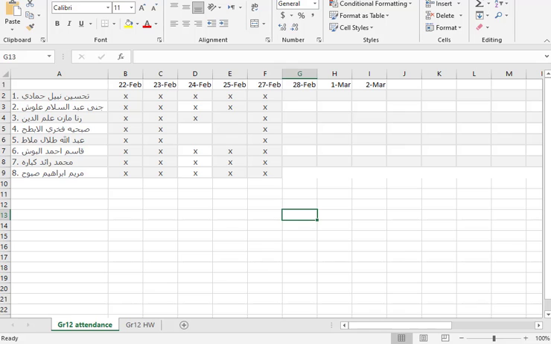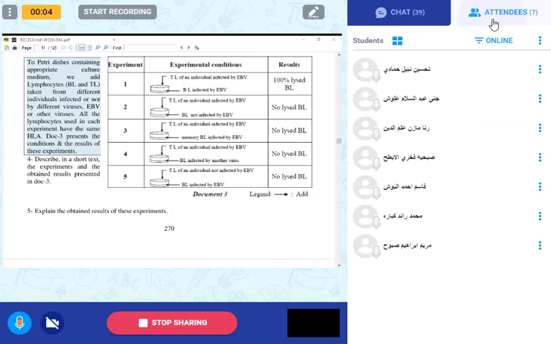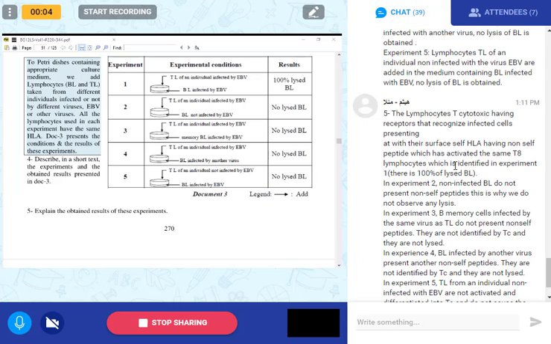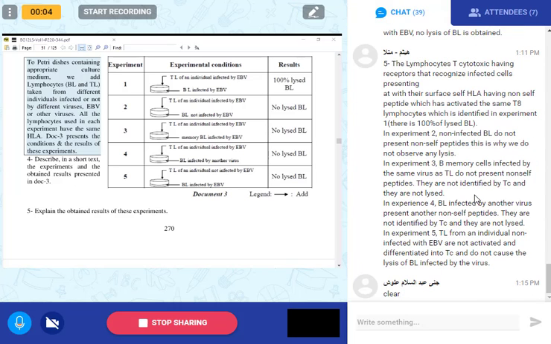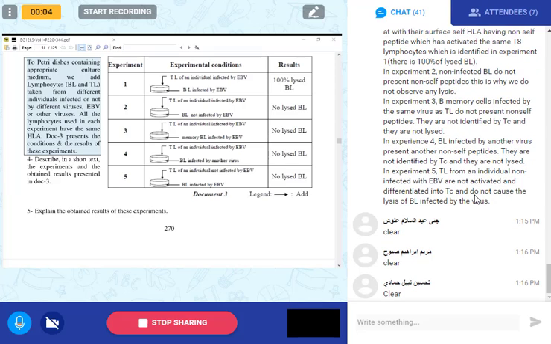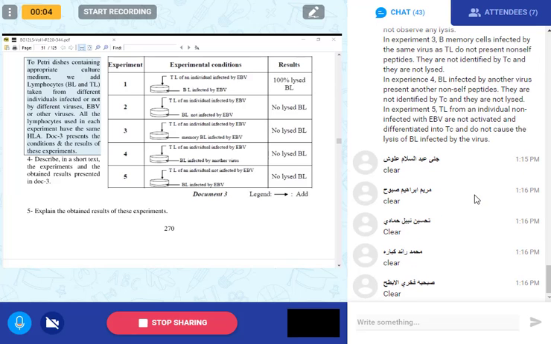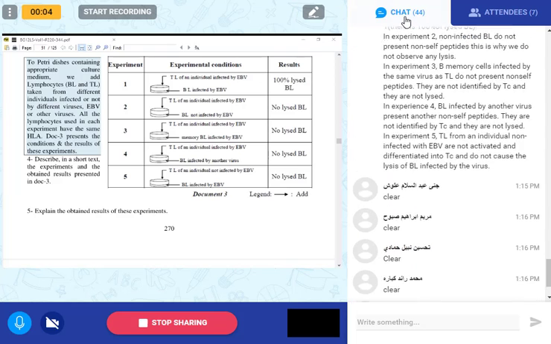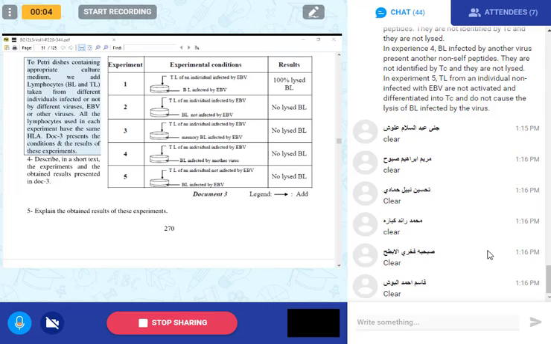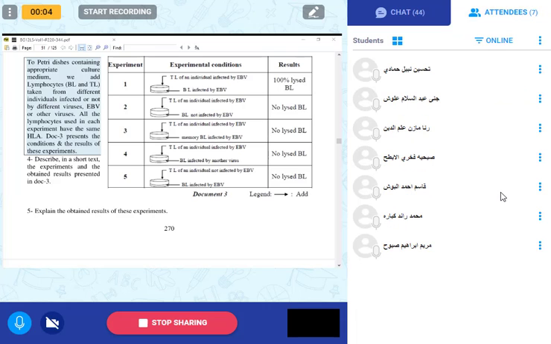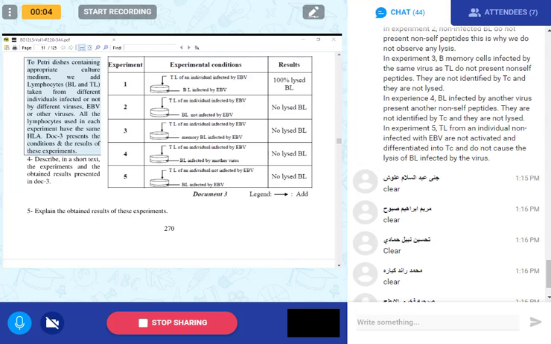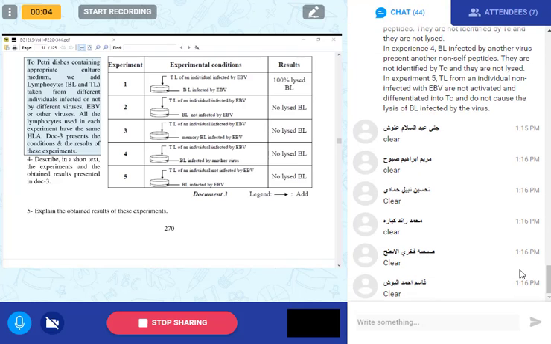Okay, clear for everyone? Jana said clear. The others, what do you say? Clear. Maryam said clear. Tahseen said clear. Mohammad, okay. And Qasim, clear. Rana, what do you say? Rana.